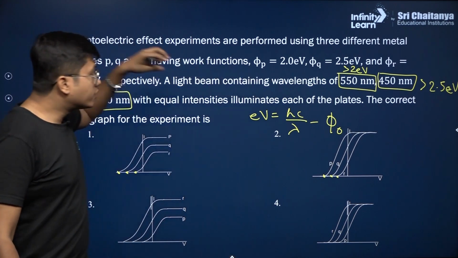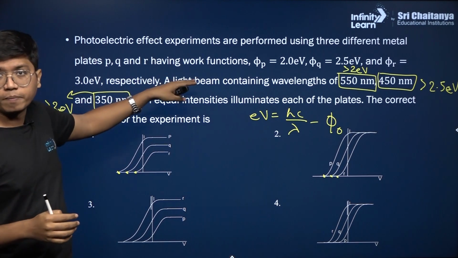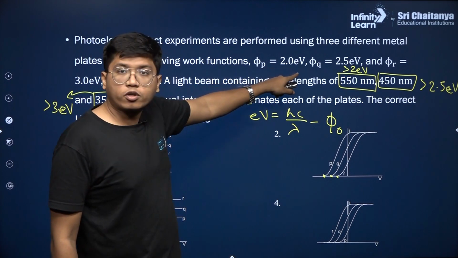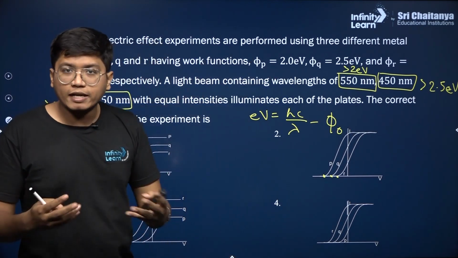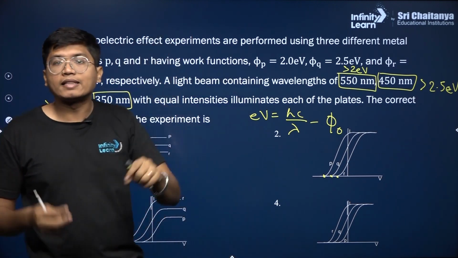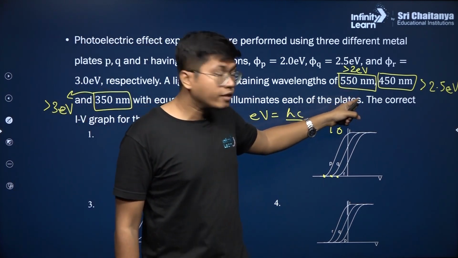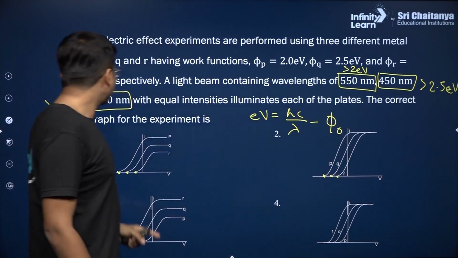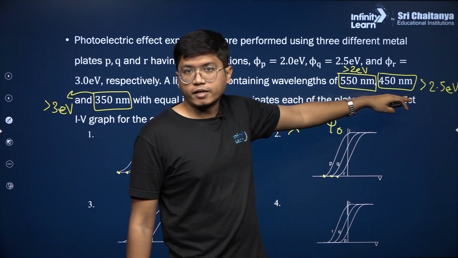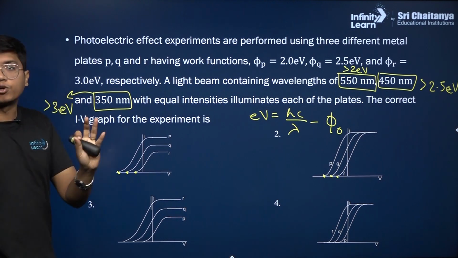Now all of these three lights of equal intensities are being shone on these three metal plates. P has 2 electron volts as its work function. It can absorb photons, emitting electrons, only when its work function is less than the incident energy. So P would be able to absorb this wavelength, this wavelength, and also this wavelength. Let's assume that each of them gives 5 photons per second. Then P would be absorbing 5 plus 5 plus 5, 15 photons.